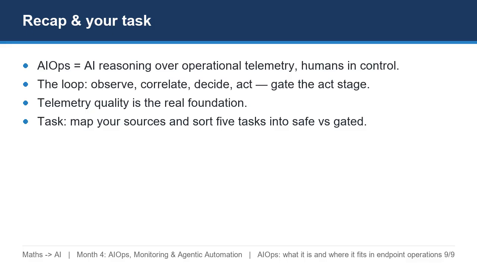Your task before the next lesson: write a 1-page map of your current operation, list your telemetry sources, and sort 5 common Tier 3 tasks into 2 columns, safe for AI to assist today, and must stay human-gated. For each gated task, name the guardrail that protects it.